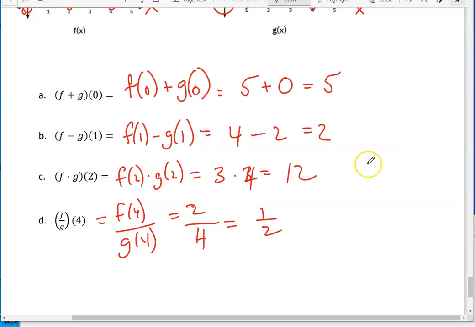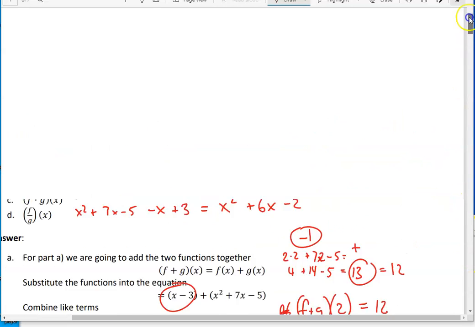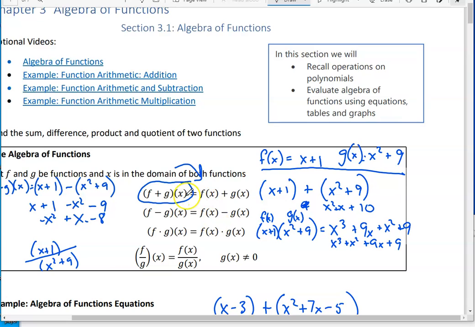So I'm hoping by going through this, now algebra of functions shouldn't be so scary. Now let's go back to that very top thing. And I'm thinking this probably looked pretty scary at first, all these f's and g's around. But take them piece by piece, and it's really not that complicated.